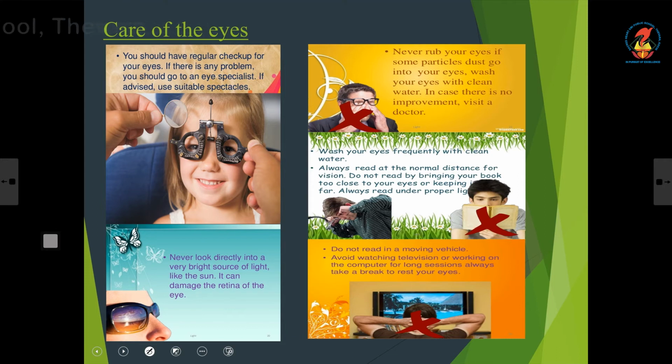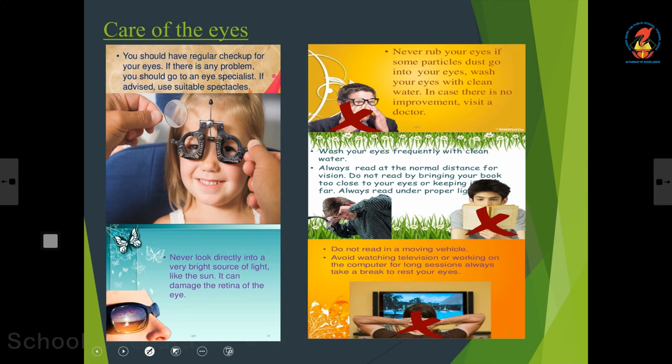Then, never rub your eyes. If some particle does go into your eyes, wash your eyes with clean water. If there is no improvement, then consult a doctor. Okay. Never rub your eyes if some particle has gone into your eyes. Wash your eyes with clean water. If that irritation is there, then consult a doctor. Then wash your eyes frequently with clean water.